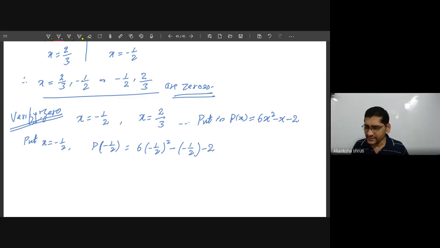Student, please solve this. It is the fraction. So minus 1 by 2 square means minus 1 by 2 into minus 1 by 2. It becomes 1 by 4, plus 1 by 4. Now there is minus before this bracket, it will turn into plus 1 by 2, and then minus 2. See, in 6 and 4, 2 is common. So 2, and here this can be written as 3. So 3 by 2 plus 1 by 2 minus 2.